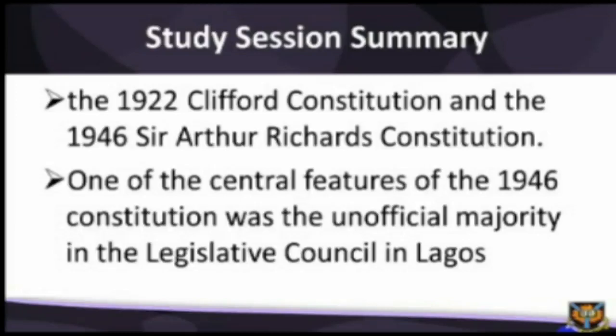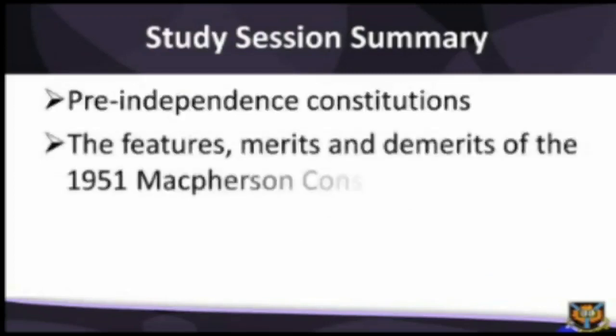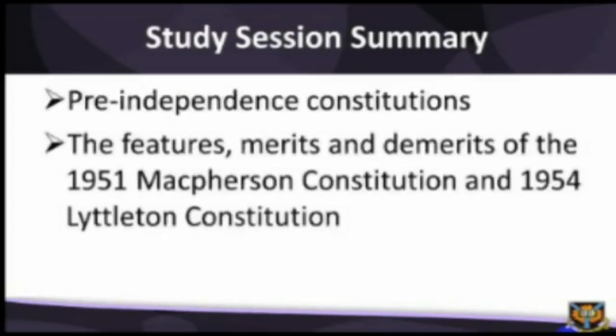Lastly, we focused on the 1946 Sir Arthur Richards Constitution. We stated that it was the 1946 Constitution that created regionalism in the history of Nigeria. We also noted that one of the central features of the 1946 Constitution was the unofficial majority in the Legislative Council in Lagos. We concluded our discussion on pre-independence constitutions with emphasis on the features, merits, and demerits of the 1951 Macpherson Constitution and the 1954 Littleton Constitution.